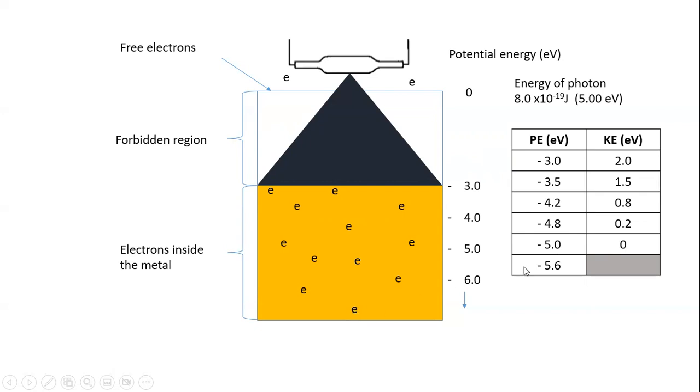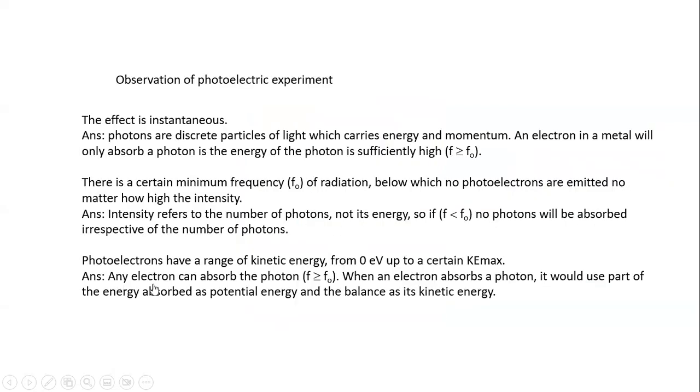This electron that has negative 5.6 electron volts will not be able to absorb the 5 electron volt photon, because if it absorbs, it's going to be taken to the forbidden region. But what's interesting is that there's a range of kinetic energies, from 0 all the way to a certain maximum. So Einstein explained that any electron can absorb the photon provided that the frequency of radiation is greater than the threshold frequency. When an electron absorbs a photon, it uses part of the energy absorbed as potential energy and the balance as its kinetic energy.